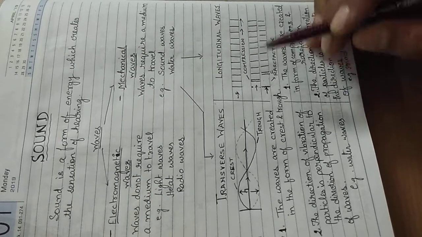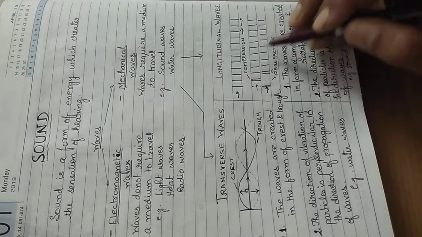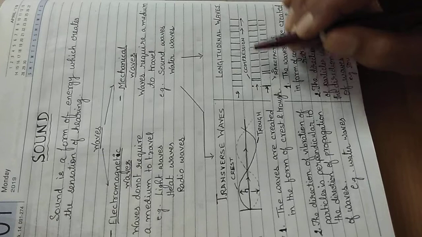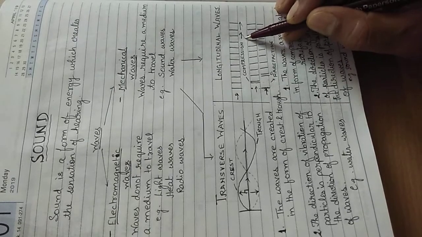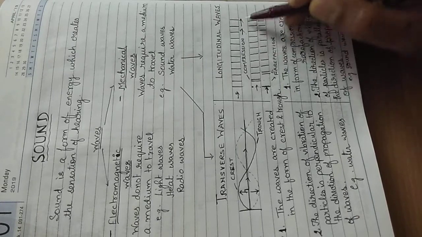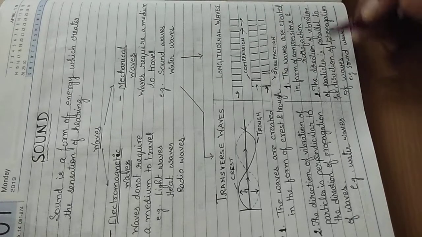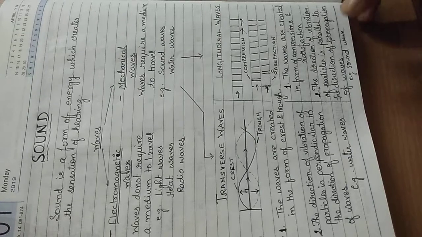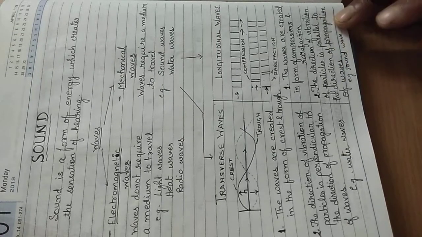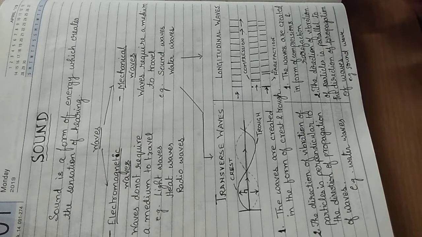So what we are finding here, this wave is traveling in the form of compression and rarefaction. And this is the direction of vibration of particles, and it is the same direction in which the wave also travels. So the direction of vibration of particles is parallel to the direction of propagation of the wave. So such waves are called longitudinal waves.